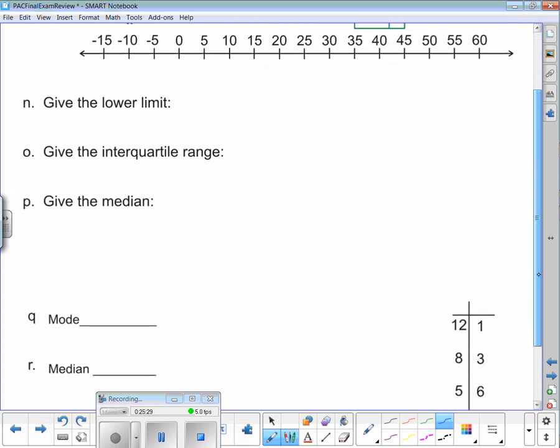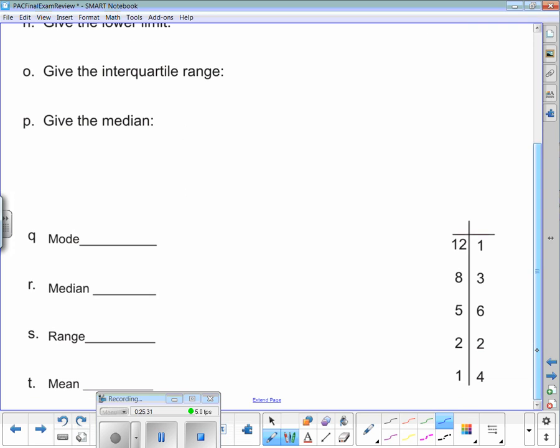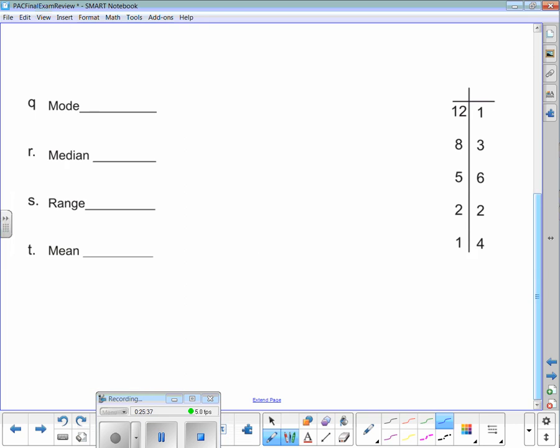Box and whisker plot, you're going to have to look at those yourself. I'd be careful. A lot of you forget what the interquartile range is. Last one, a frequency distribution. Be careful. Go ahead and give me the mode. Give me the median. Give me the range. Again, we don't have time for the mean.